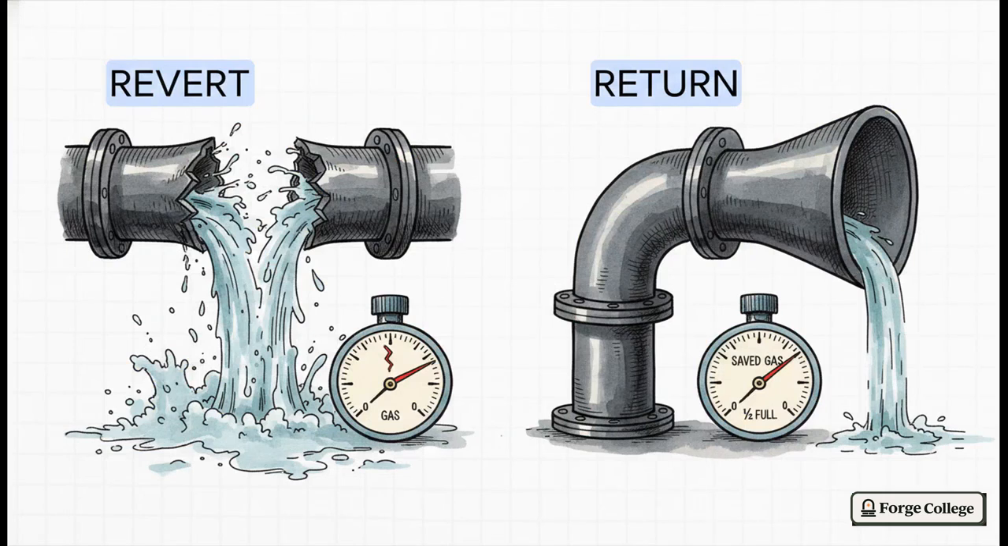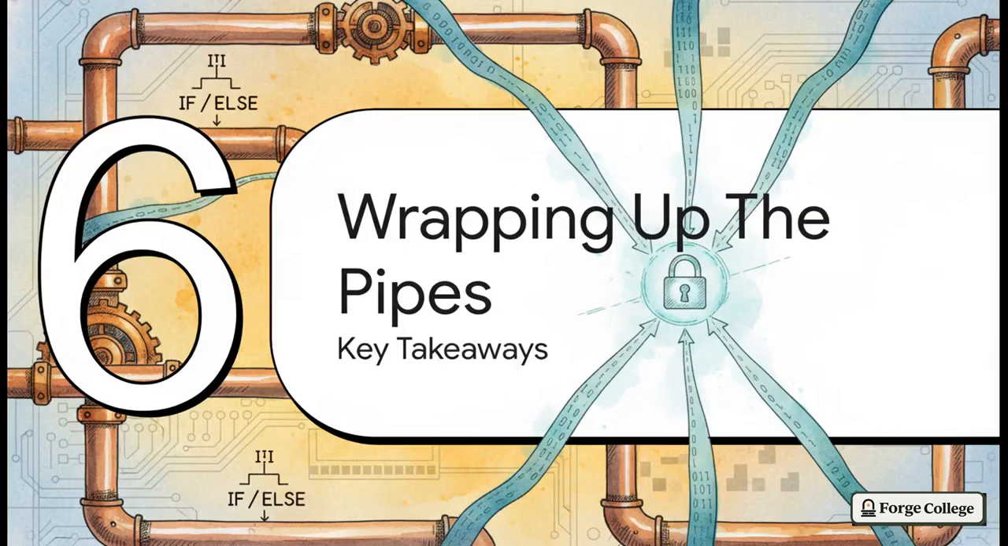Keep in mind, this choice has real-world consequences. You want to use require with a really descriptive error string when you absolutely must reject an invalid state and revert the transaction entirely. But remember, a revert still consumes all the gas up to that exact point of failure. Using return avoids the revert entirely, making it absolutely perfect for those optional flows where no critical state changes were actually needed anyway. And finally, Section 6, wrapping up the pipes with some key takeaways.